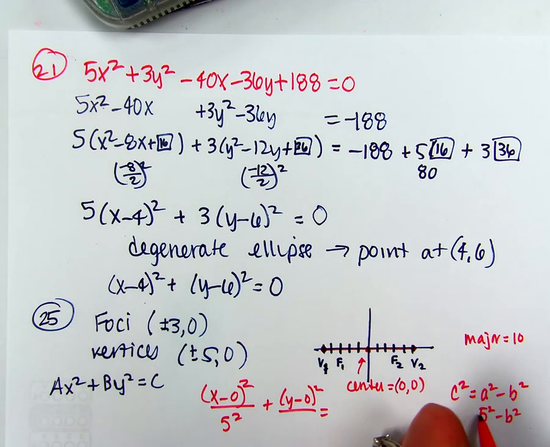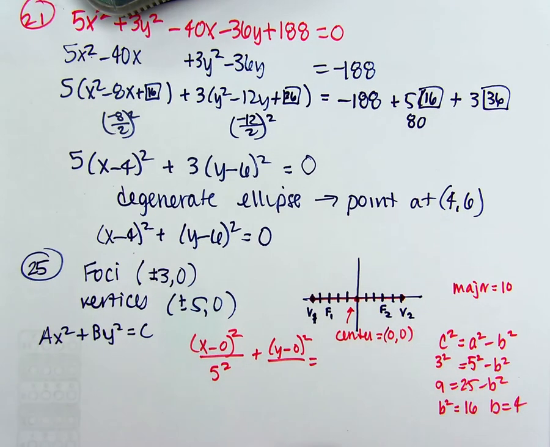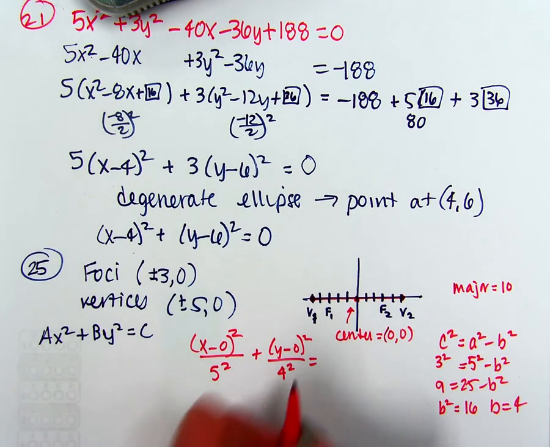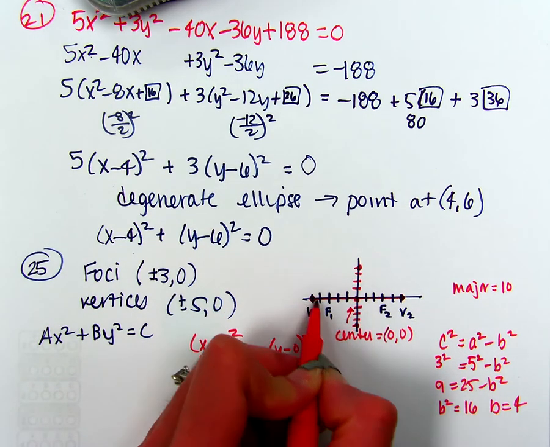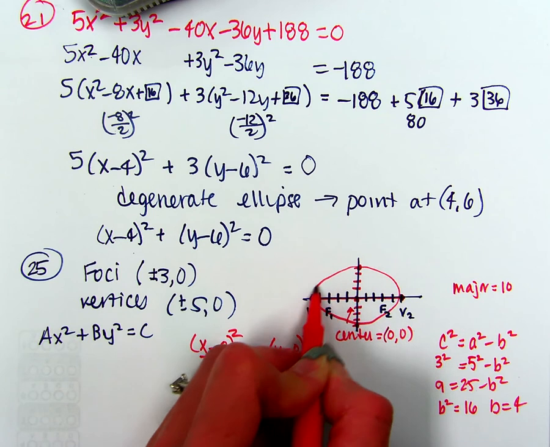I don't know b squared, but my c squared is 3 squared. So this is 9 equals 25 minus b squared, so I get b squared equals 16 and b equals 4. So this tells me that I have to go 4 up and down. If you need to draw it out, you can. I don't think that you actually need to do that.